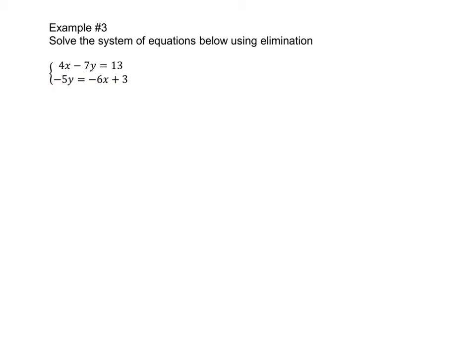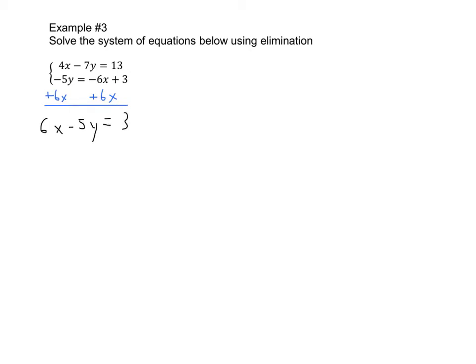In order to do that, I'm going to add 6x to both sides. So add 6x to the right and to the left. And that's going to give me this equation here: 6x minus 5y is equal to 3.